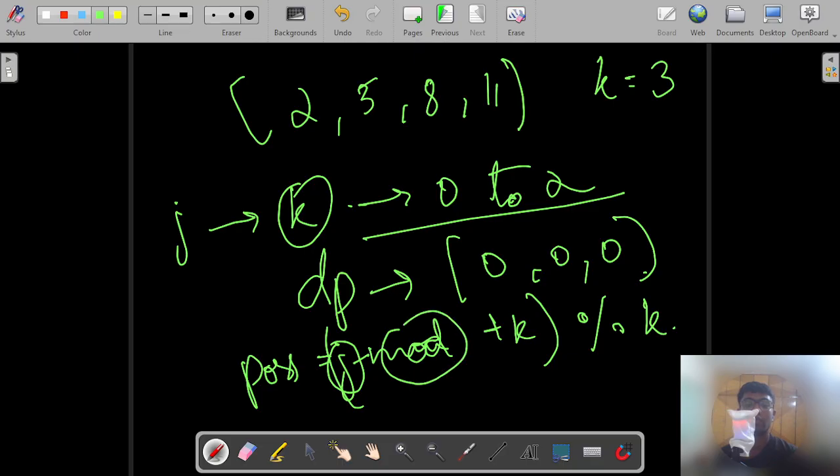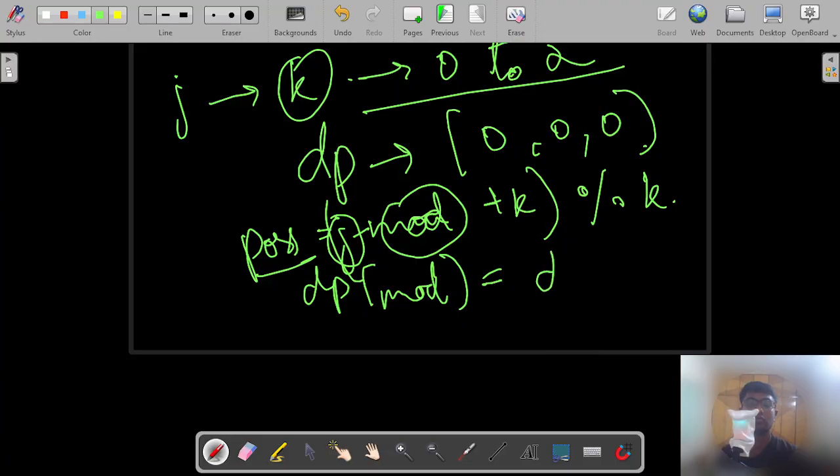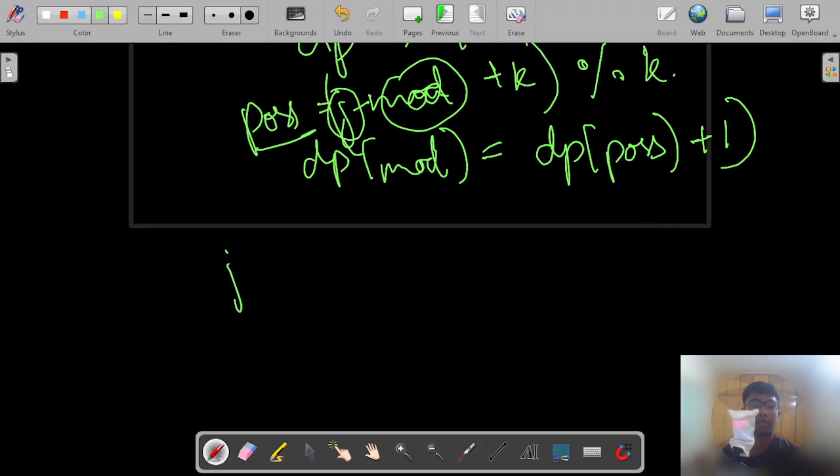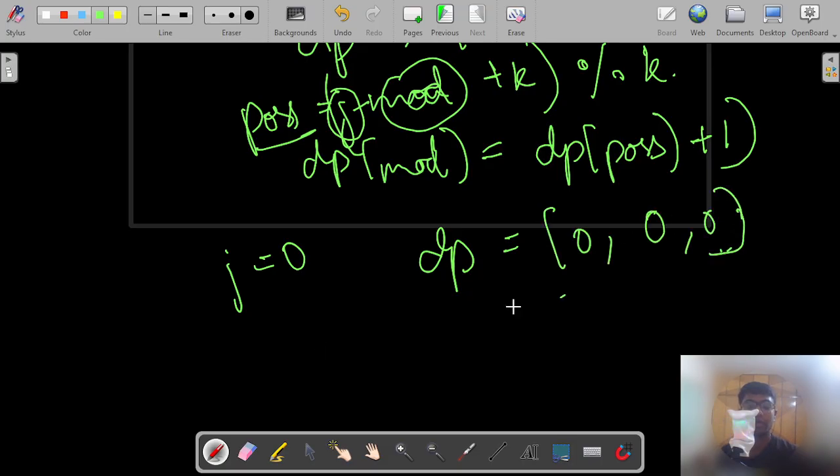If it's a possible position to extend, then we say dp of current mod plus 1. So the way that we are looking at it is, let's say if j is equal to 0, we create a dp array of 3 values, and we loop over the nums.